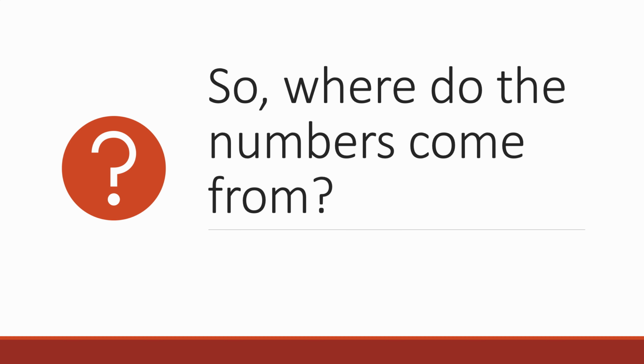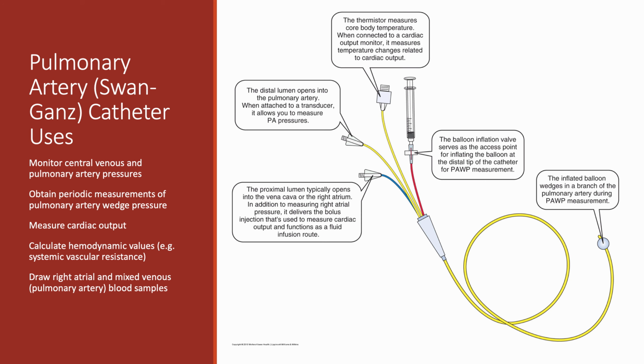So where do we get all these numbers from? Well, we get them from this thing called a pulmonary artery catheter. I should say the Swan-Ganz catheter, which is one type of pulmonary artery catheter, was invented by two cardiologists at UCLA in the late 60s, early 70s, named Jeremy Swan and I can't remember Ganz's first name.